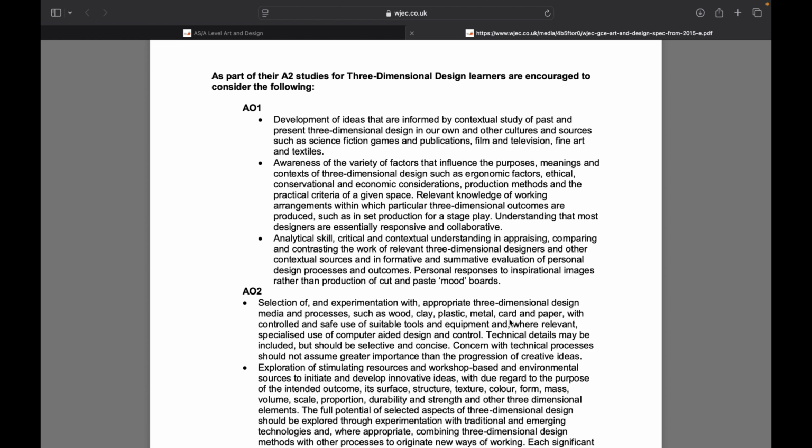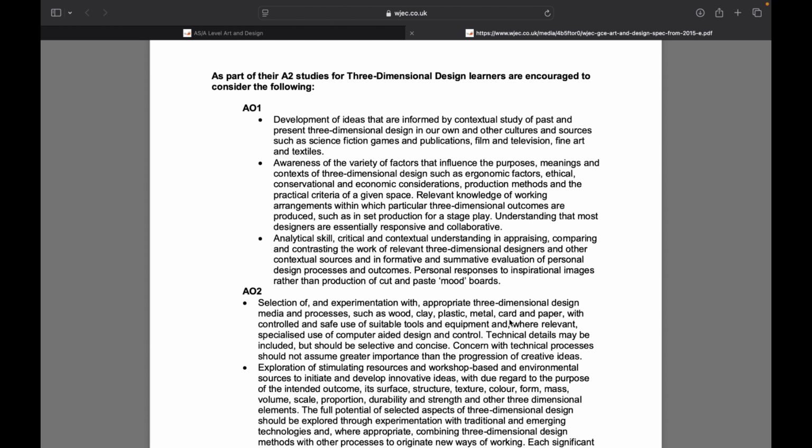Okay, moving on to the second point, where we're having a look at the awareness of a variety of factors that influence the purposes, meanings and contexts of 3D design, such as ergonomic factors, ethical and conservational and economic considerations. So ethical meaning, is it ethical for the planet? That's how I've taken it anyway. Conservational, is it sustainable? Economic, is it plausible in terms of money? Production methods, is it actually doable? And practical, given the space.